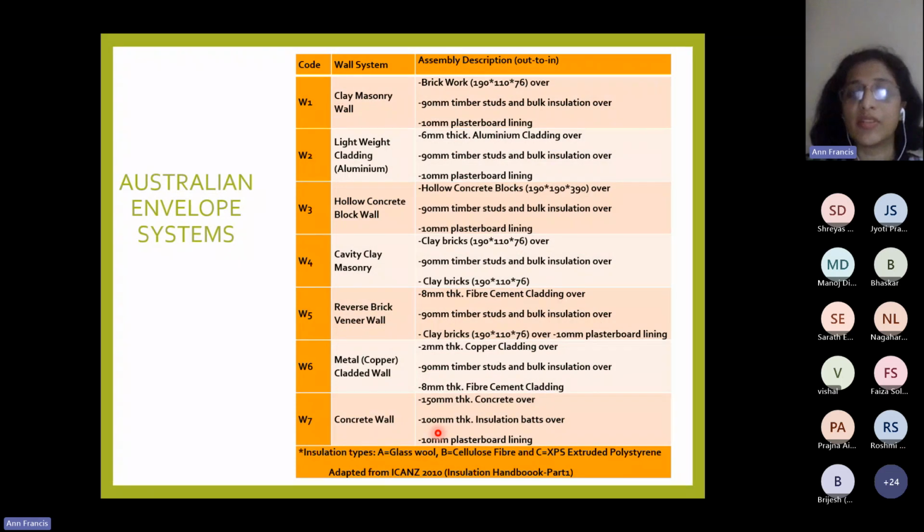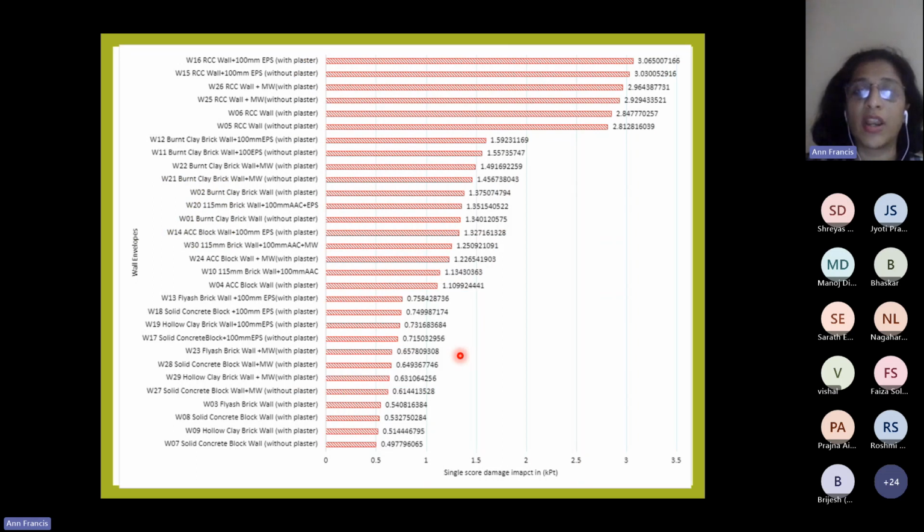In the Australian scenario, we find mostly the envelope systems to be very much insulation based, and very much based on wood, timber, and metal. So we were interested in doing an LCA of these envelope systems to understand what is the trade-off if we are using a certain envelope for the building, and when the building is in operation phase, what is the energy consumption.